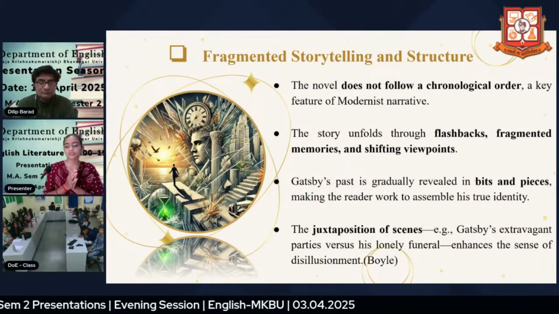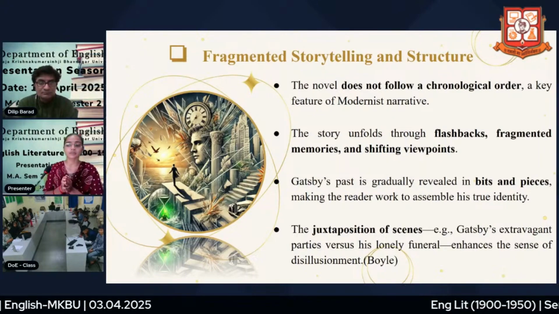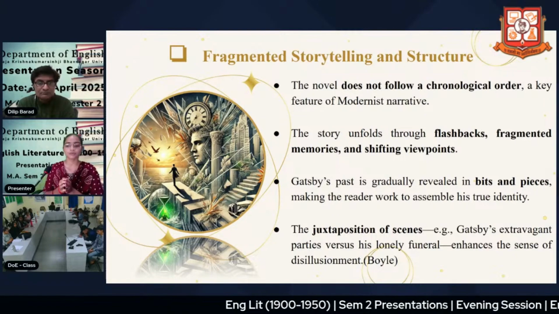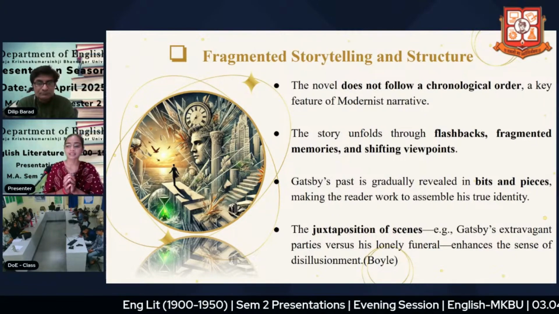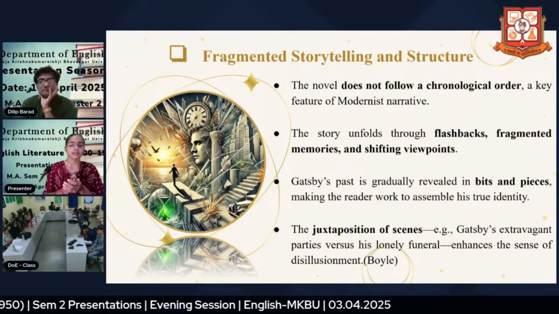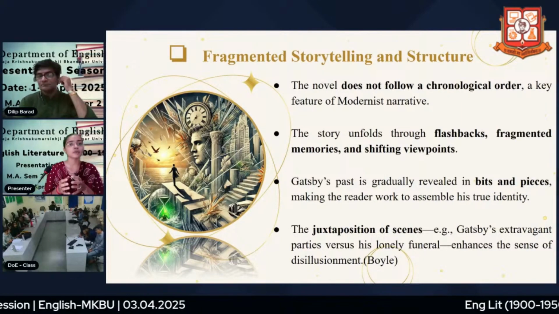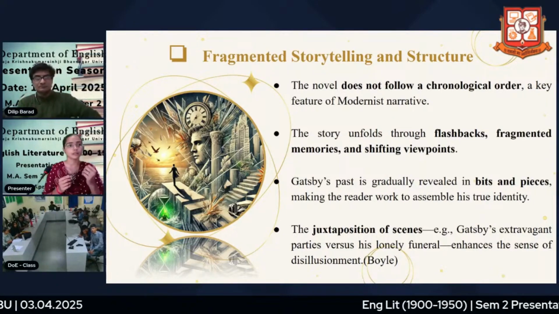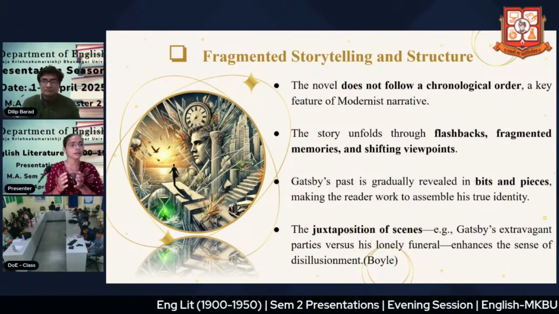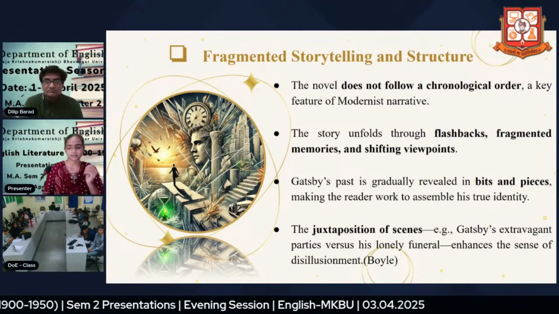The juxtaposition of scenes, for example, Gatsby's extravagant parties versus his lonely funeral, enhances the sense of disillusionment. For example, when Gatsby gave a party, so many people came to his party. But at the end of the novel, when Gatsby died, nobody came to his funeral.